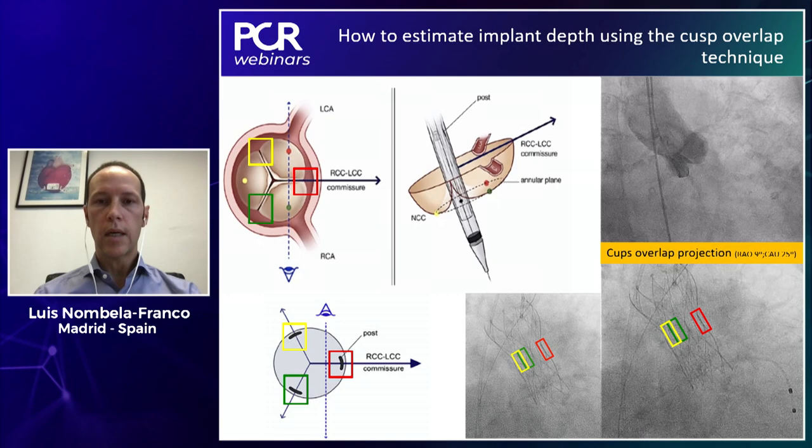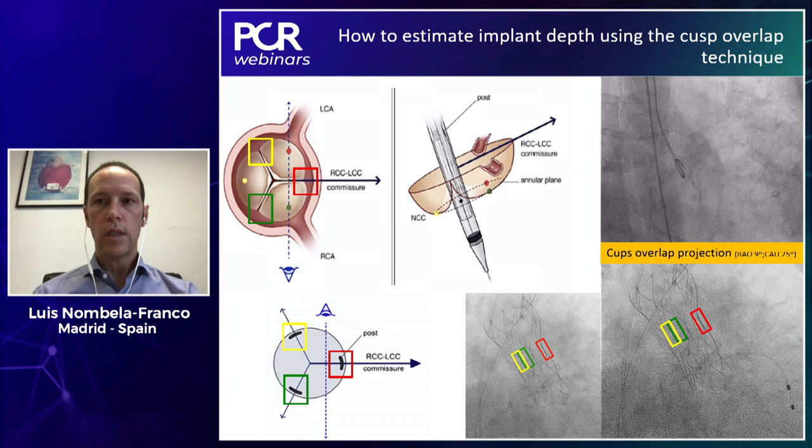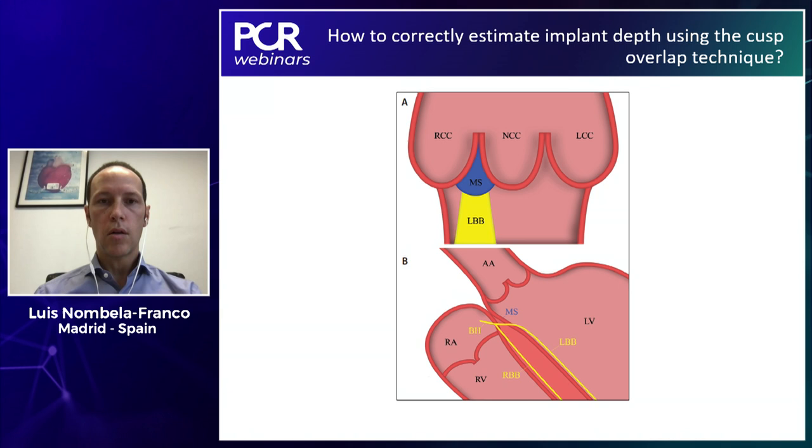Because you know that the conduction system is close to the non and the right coronary cusp, and the membranous septum is right in the commissure of the non-coronary cusp and the right coronary cusp. And we know from several studies that if the membranous septum is long, we can have a more deep implantation.